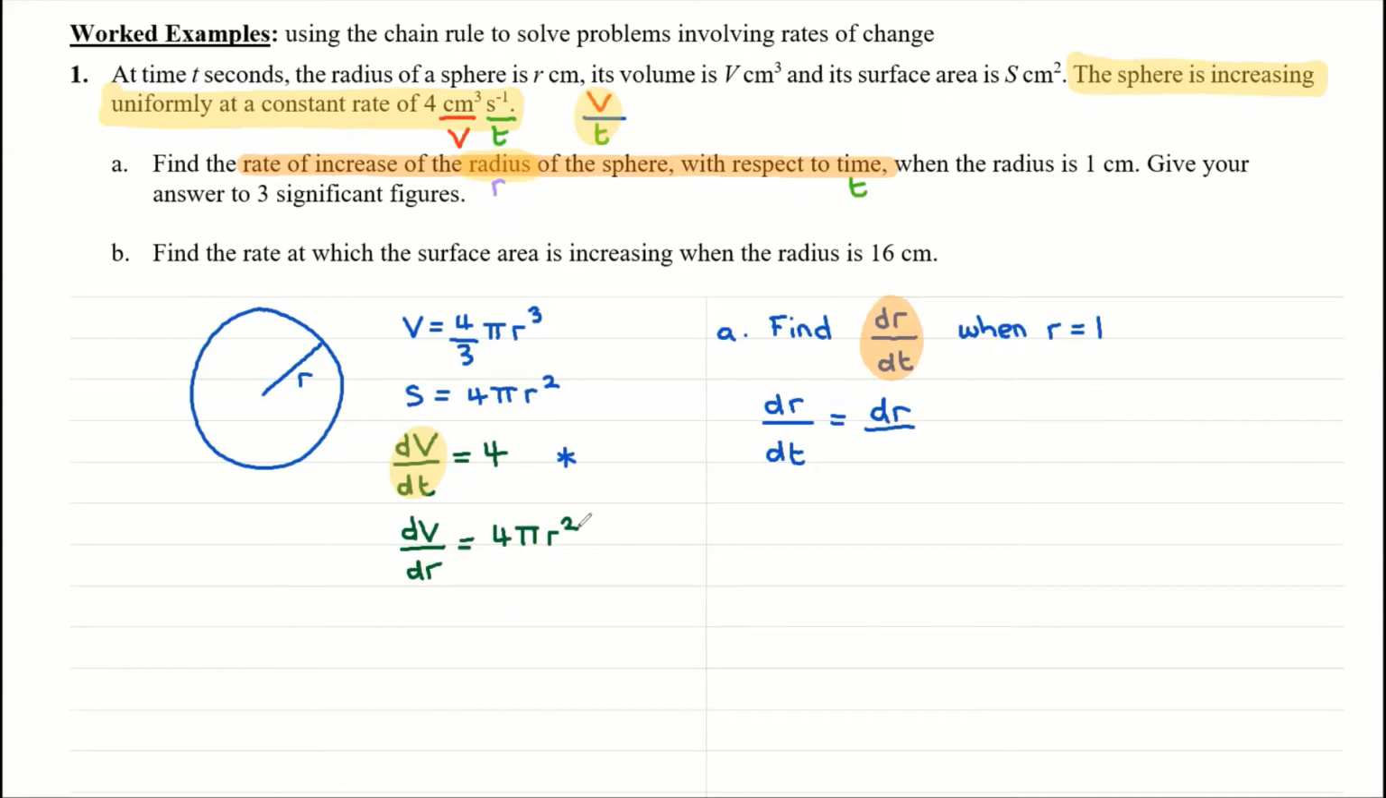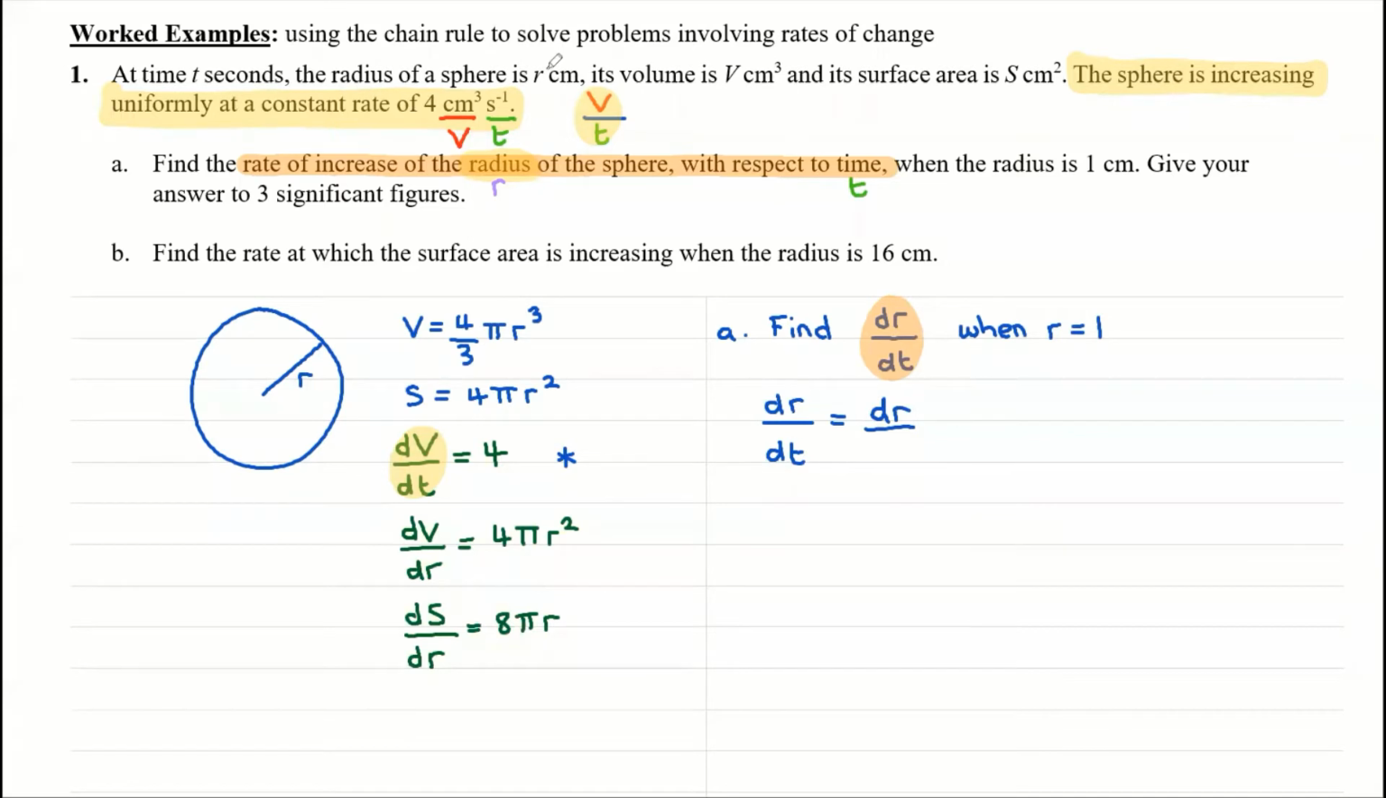Another thing I can do is differentiate the surface area. So I can find dS by dr as well. That's going to equal 2 times 4, which is 8 pi r, and then take 1 off the power. So I've just added 2 more pieces of information to my summary.